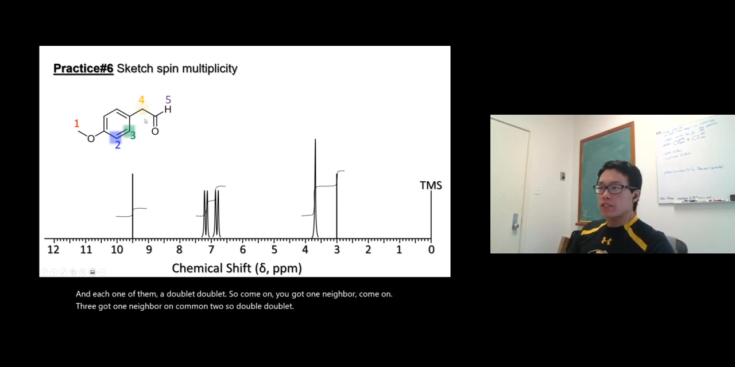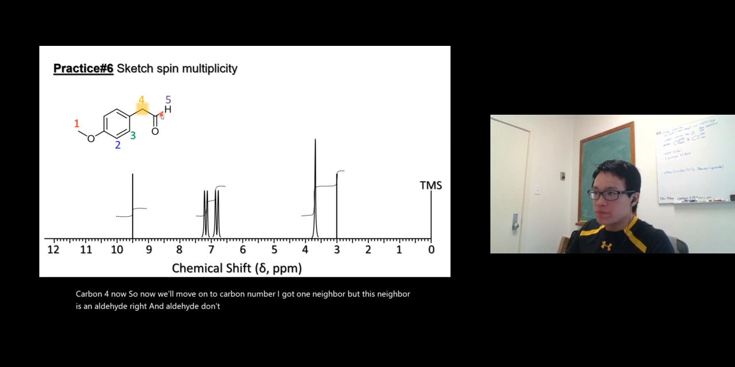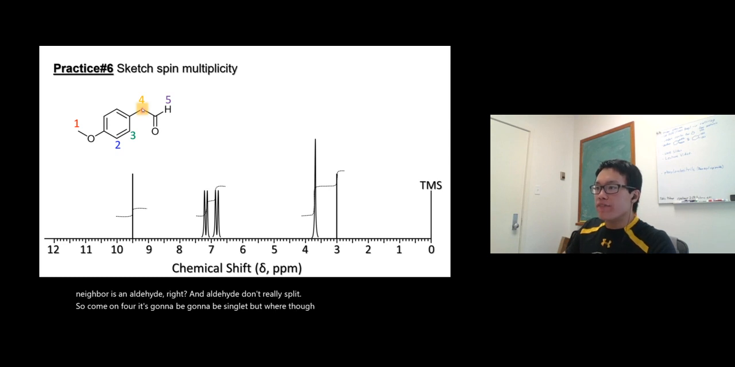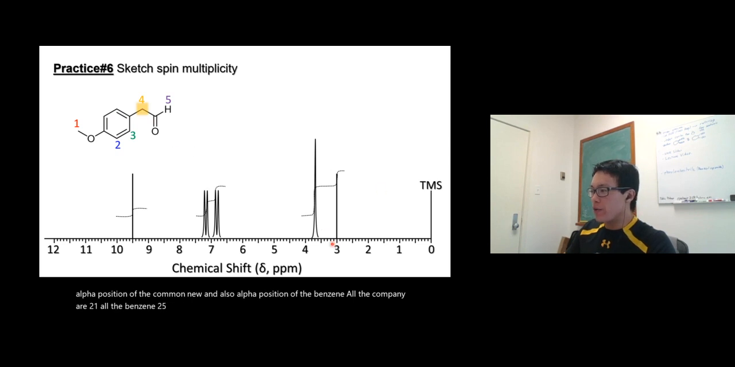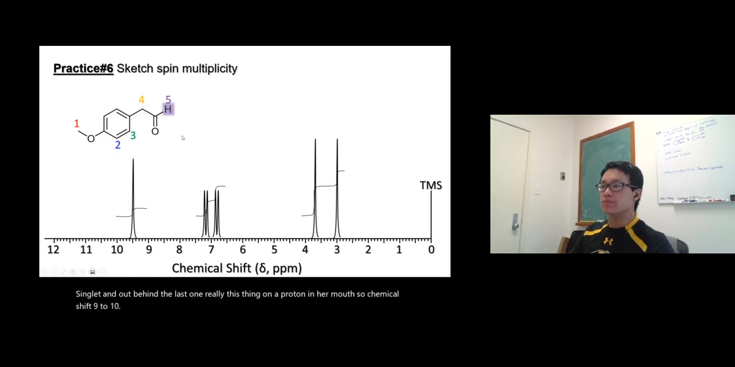Now move on to carbon number 4. It has one neighbor, but this neighbor is an aldehyde, and an aldehyde doesn't really split. So carbon 4 is going to be a singlet, but where? Well, for the chemical shift, it is at the alpha position of the carbonyl and also the alpha position of the benzene. For the carbonyl it is 2.1, for the benzene 2.5, so we get about 3. Right here, only one peak, a singlet. And the aldehyde, the last one, is really distinct on a proton NMR. The chemical shift is 9 to 10, right there, a singlet.